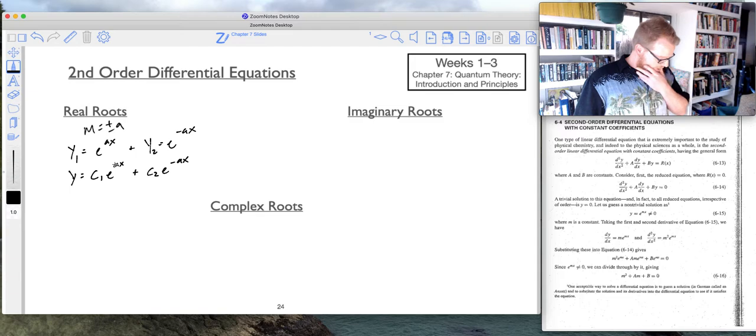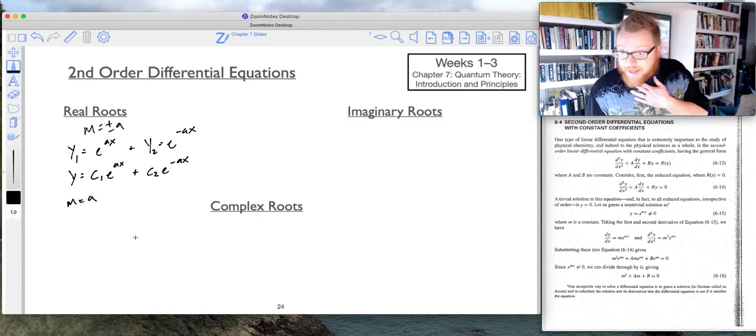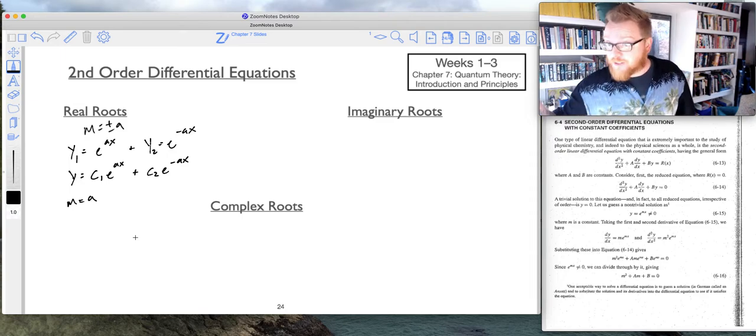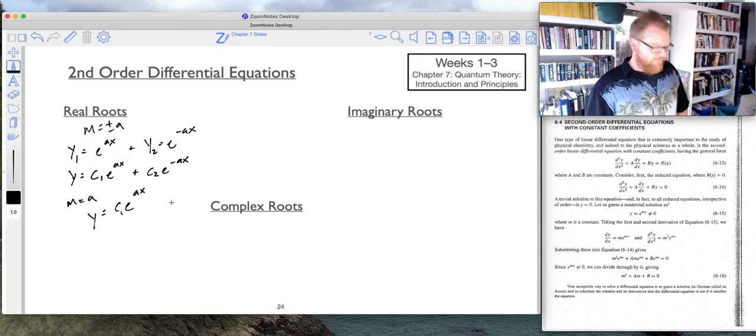So in the event that m just equals a, which is also a possibility if we didn't have a perfect square, then we get what's called double roots, and that goes y equals c1 e to the ax plus c2 x e to the ax. Okay, so those would be our possible solutions.